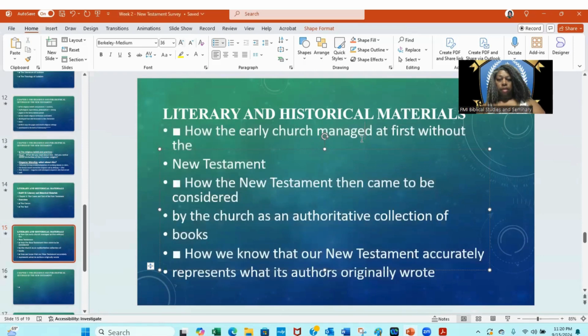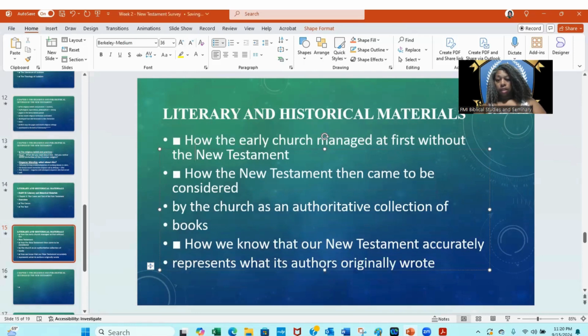Okay, so talk about how the early church managed at first without the New Testament. Because if you look at history, there was no Bible, no New Testament Bible for them to go by. Everything that they did was written for us to go by. But they had nothing to go by but what? The Jewish religion, right? So this is like some of the matters you'll be talking about in class.